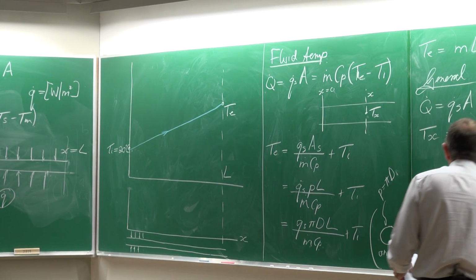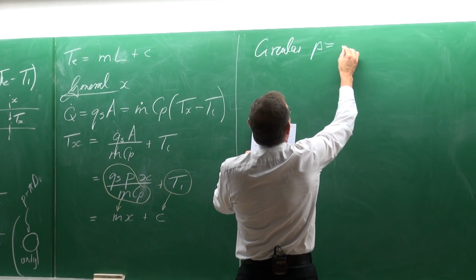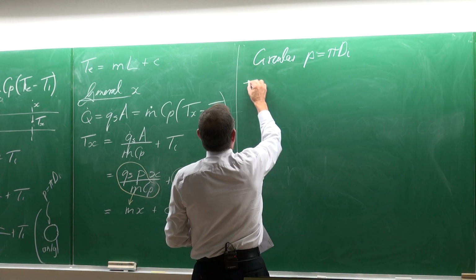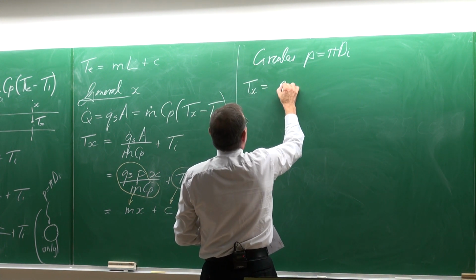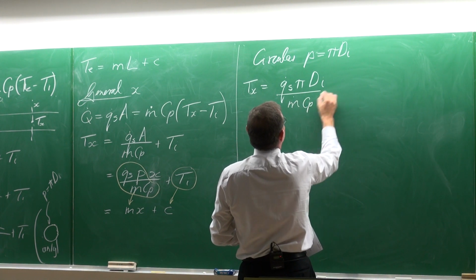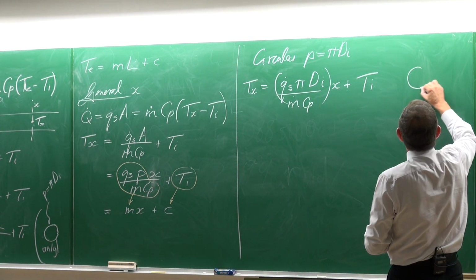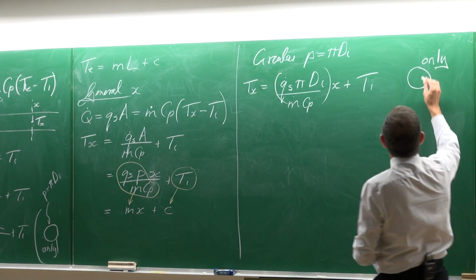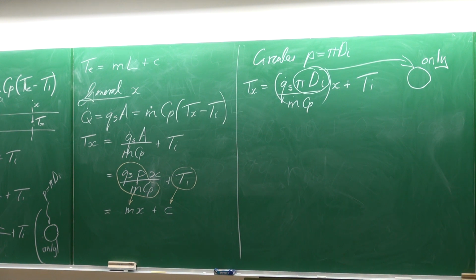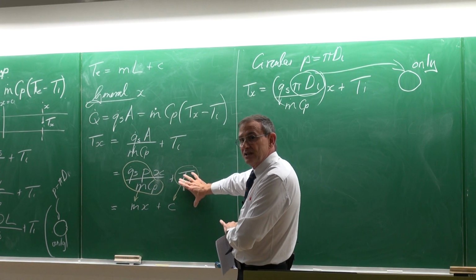Now again, for a circular tube, P is equal to pi di. You can put it in there, and then you can write the temperature as a function of x is equal to the heat flux multiplied by pi di, over m dot Cp, multiplied by x plus Ti. So this is for circular only, because that area is that surface area. Now this is not given in your textbook, so I think you need to make the necessary notes to indicate that, because it's a very important one.